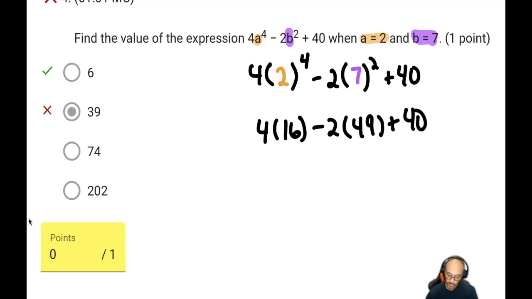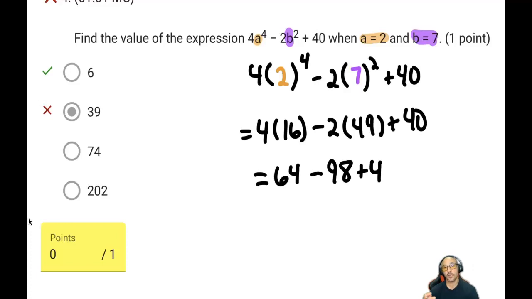Similarly with this next step, multiplication and division. So there are no parentheses, there are no exponents, so we do multiplication and division from left to right. We need to do this one first. 4 times 16 is 64. Minus, we can actually do this one at the same time. 2 times 49, that's 98. And we still have plus 40.